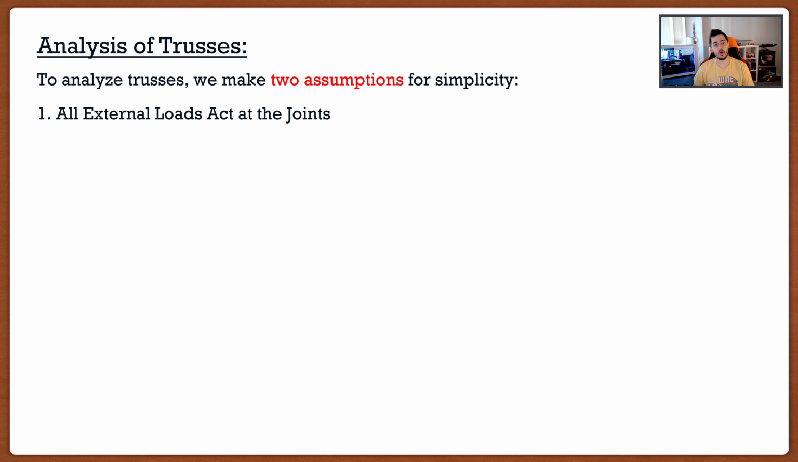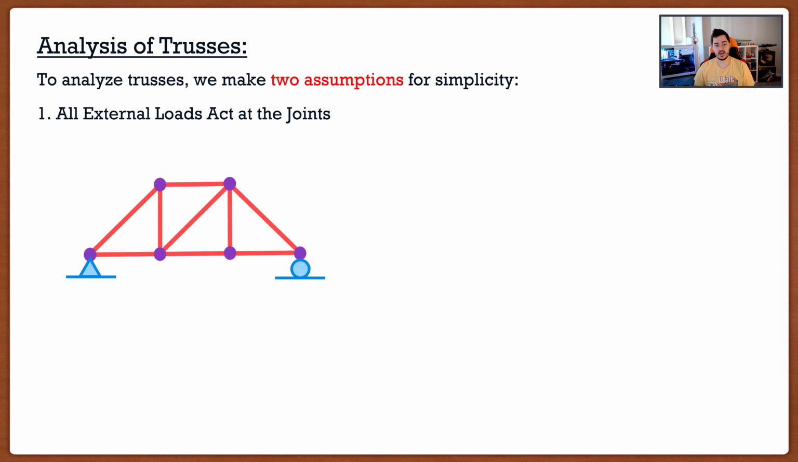The first one is that all external loads act at the joints. If I have my nice truss structure like this, and it has some loads, we can see that two of these loads at the very top act at a joint, so these are considered valid. However, the load on the left does not act at a joint, so we would not consider this case. So there's the first one. All the loads that we deal with in this course always act at the joints of the truss. And as we're going to see, this is actually a very valid assumption.